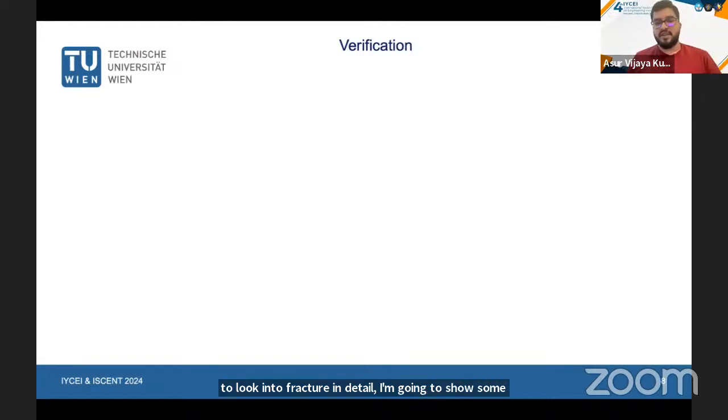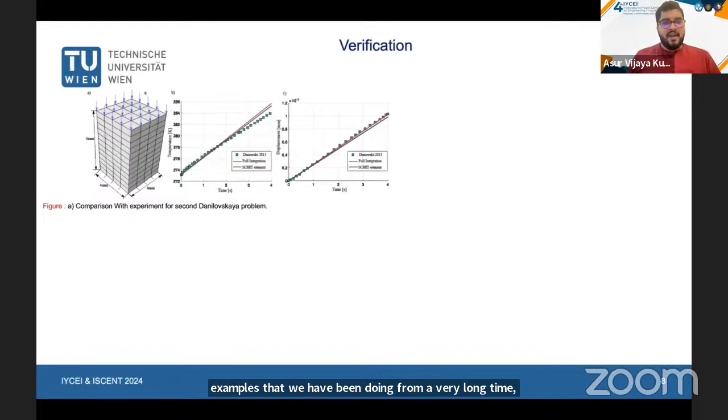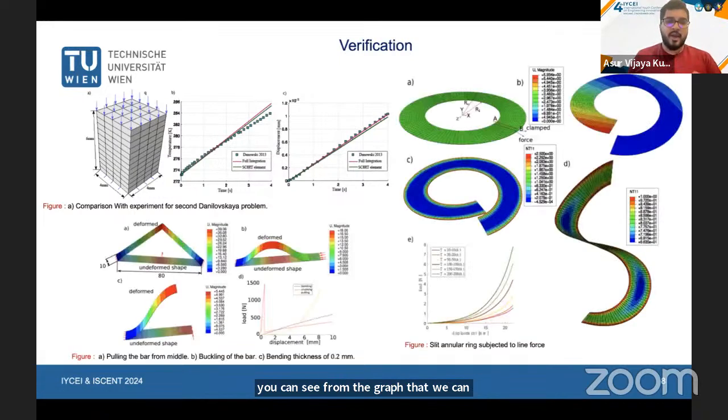Let's say 3-4 years, I would say. So this is one of the examples from thermomechanical analysis. So if you see, this is a second Danilov-Iska problem. So here you can see from the graphs that we can actually represent the experiments very well.